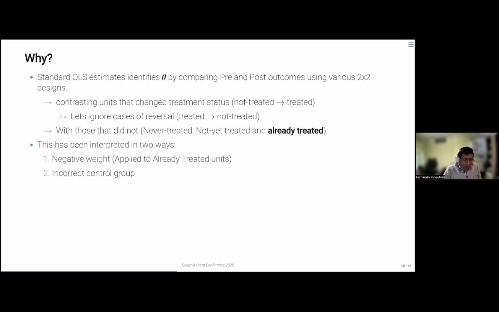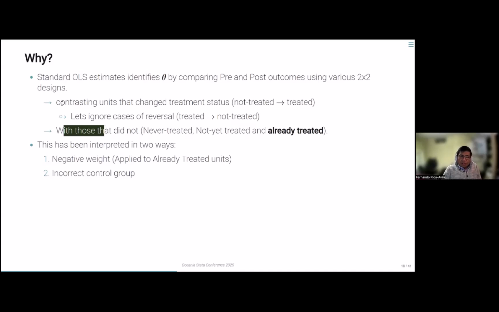Well, one way of thinking about it: if you're going to estimate the treatment effect using the regression approach and using ordinary least squares, the way that OLS is going to identify theta is by comparing pre and post outcomes using various 2x2 designs that are there in your data. That means that you're going to be contrasting units that change their treatment status from not treated to treated. That's a good change. And for now, we're going to ignore the fact that there could be some reversals.